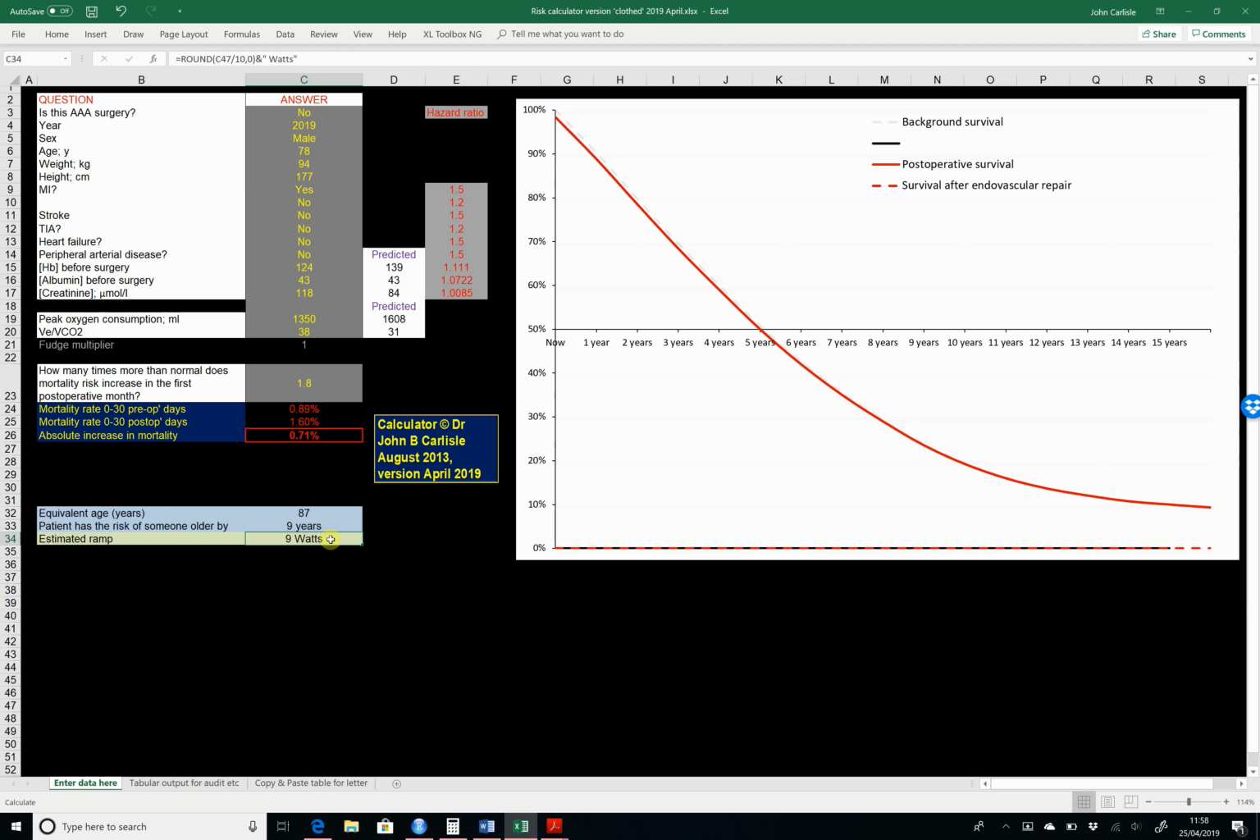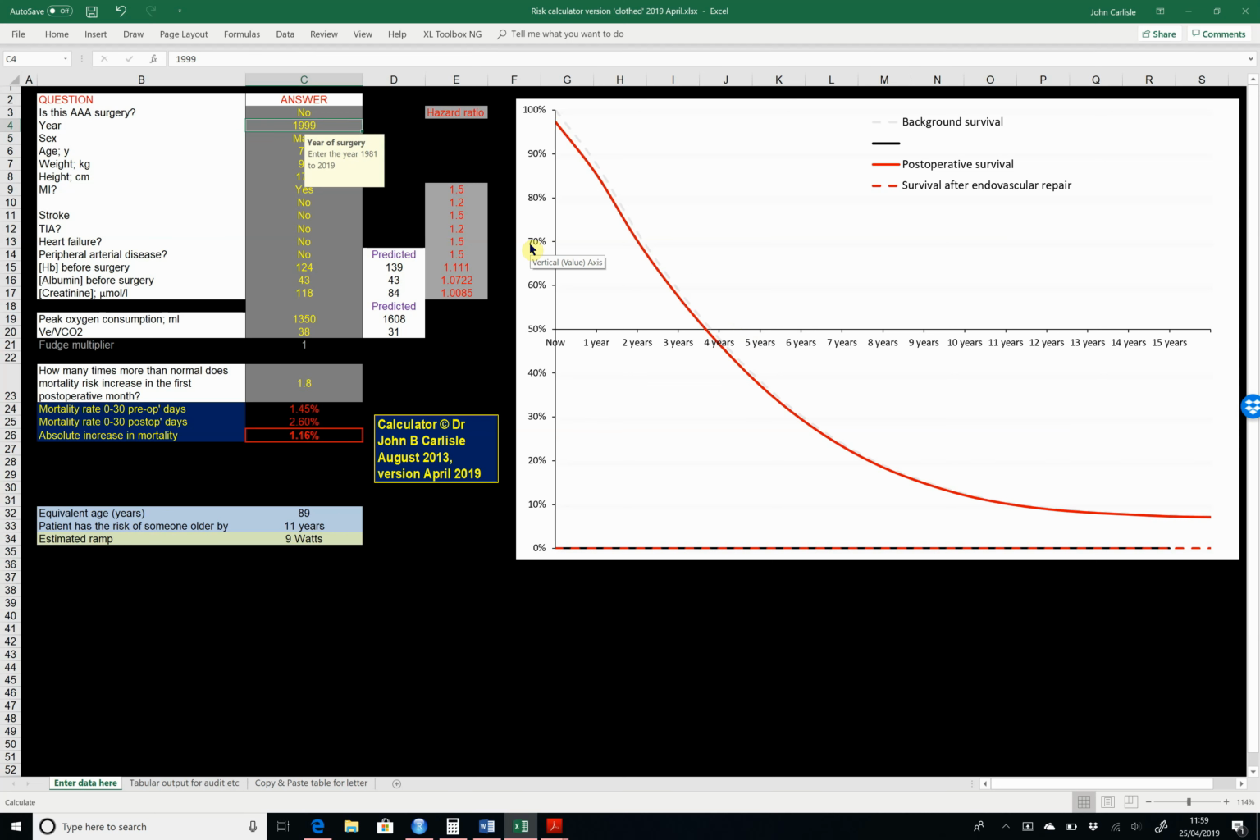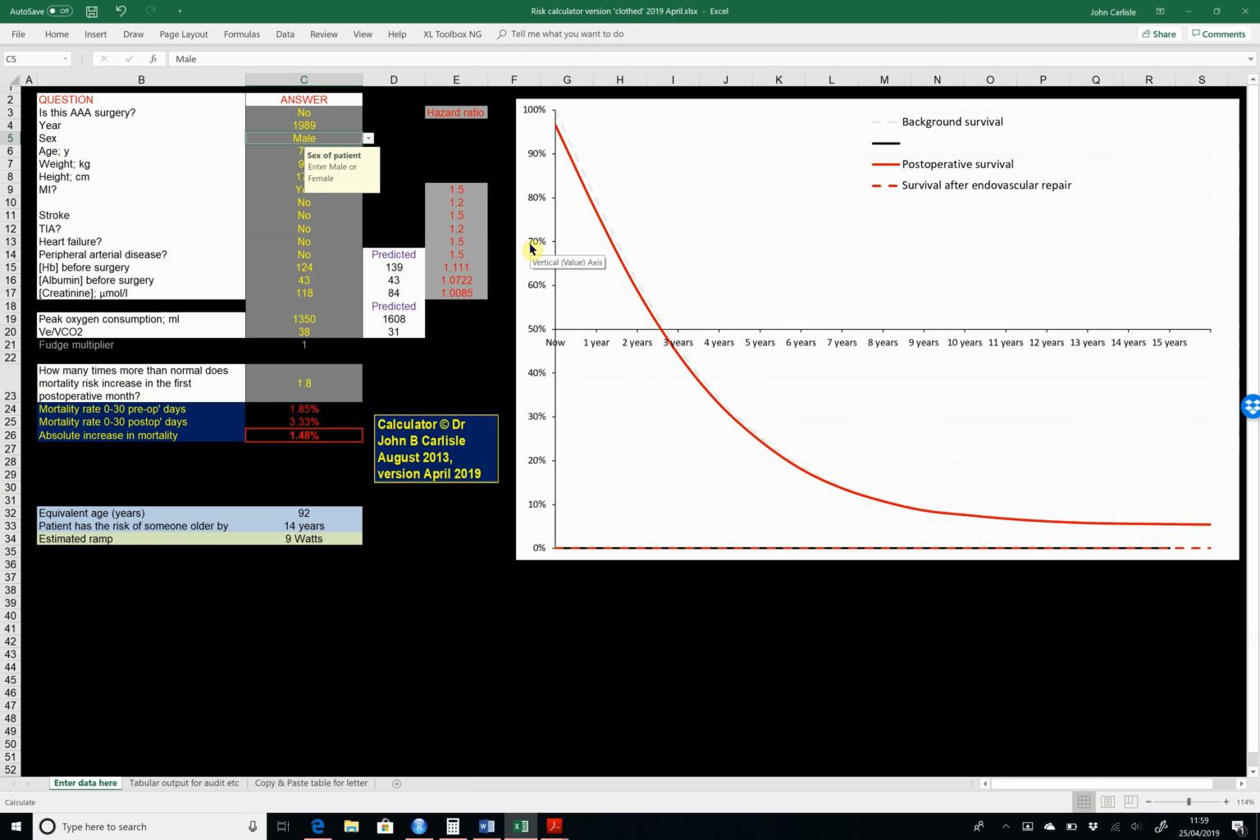Okay, so what happens if you're auditing data from, say, 10 years ago, so from 2009? Put that in, and you'll see that survival was a little bit worse in men 10 years ago. You go back another 10 years, you're auditing data from 1999. Again, somewhat worse. And then you put in 10 years before that, 1989. Okay, there we go.